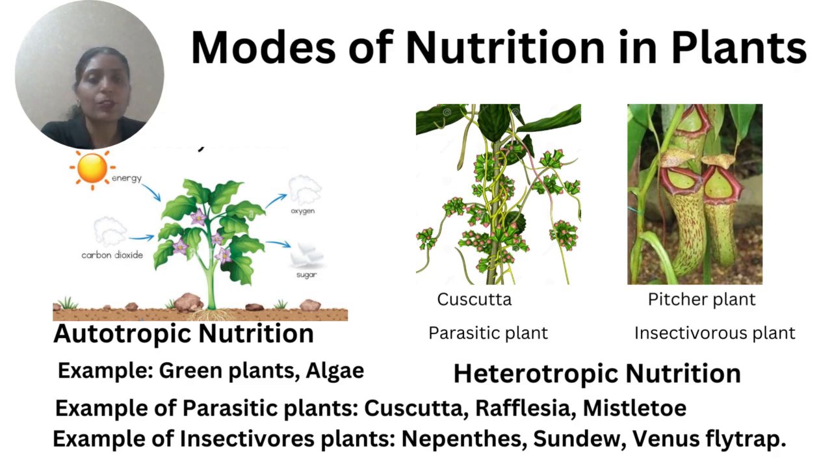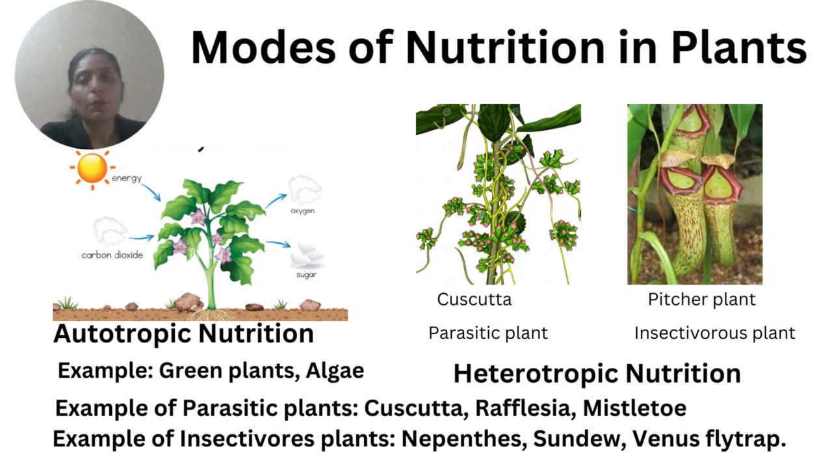Let's discuss now heterotrophic mode of nutrition. Heterotrophic mode of nutrition means these plants are dependent on other organisms, maybe plant or animal, for their nutrition. For example, parasitic plants such as cuscuta or insectivorous plants such as pitcher plant. Parasitic plants are the plants which are dependent on the host body for nutrition. They live their life on the host body, withdraw nutrition from them, while insectivorous plants will trap some insects for nutrition.